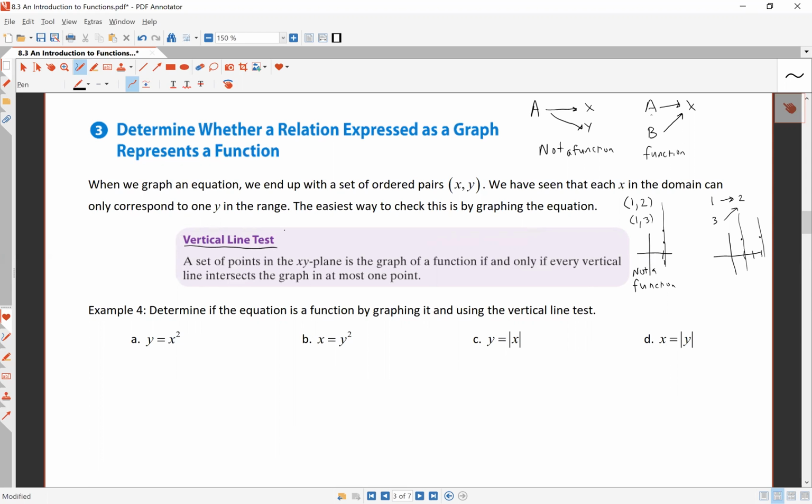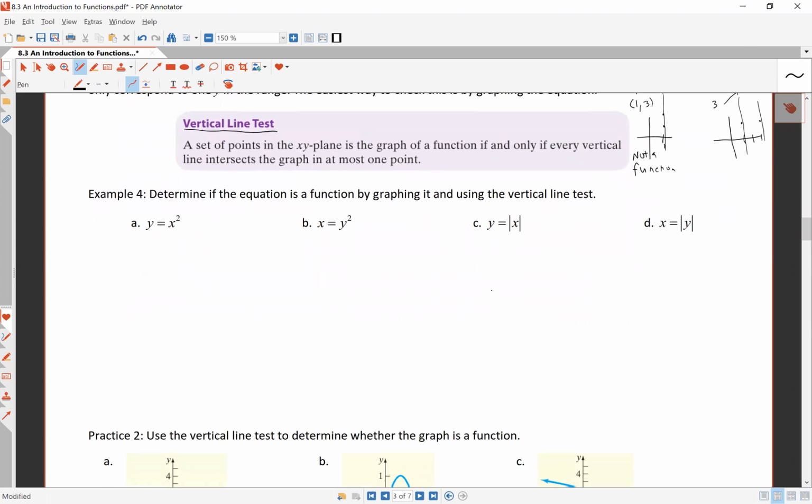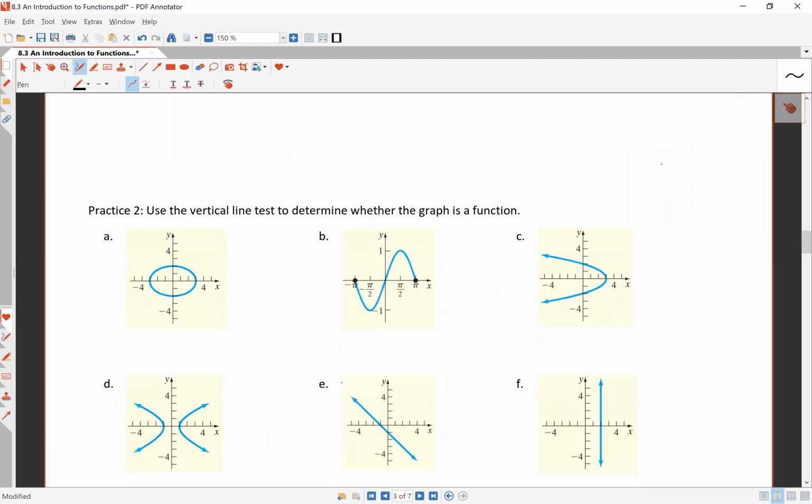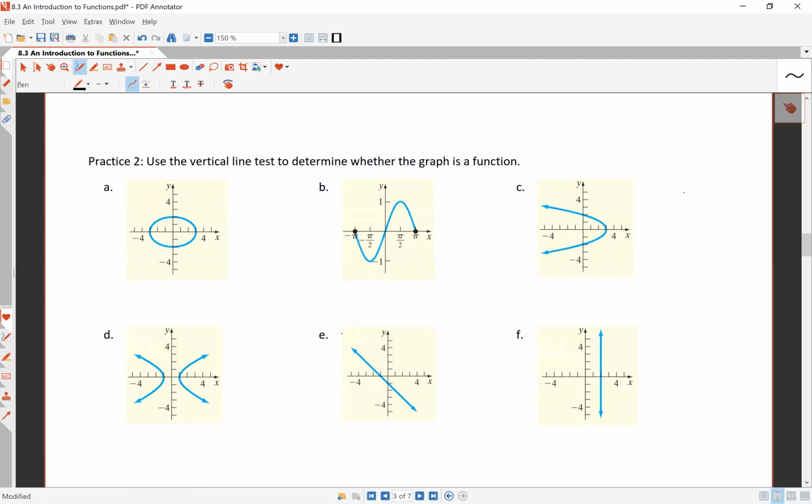A set of points in the xy plane is the graph of a function if and only if every vertical line intersects the graph in at most 1 point. So this is much easier to see with a graph staring at you.